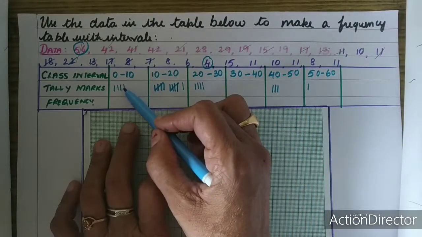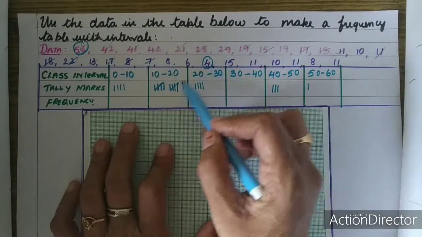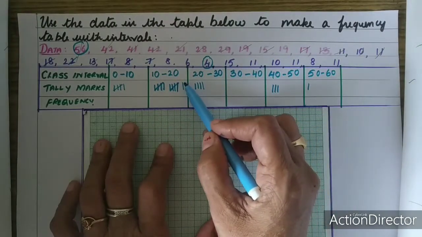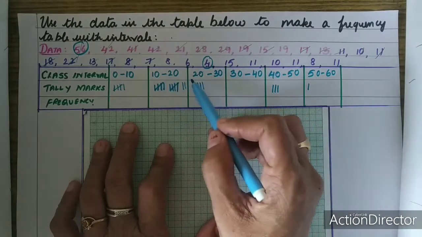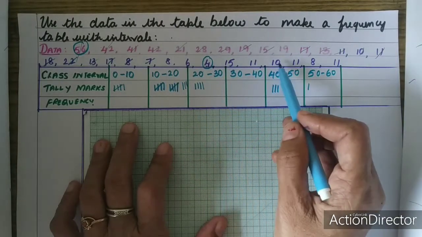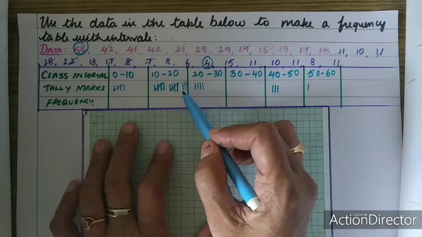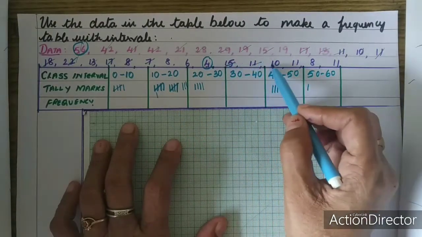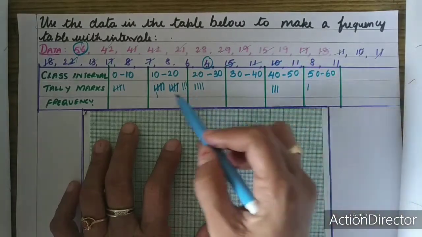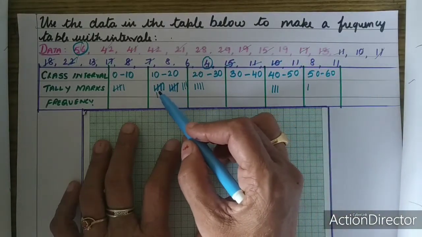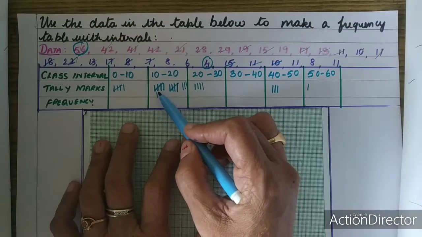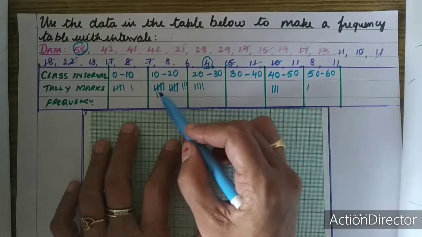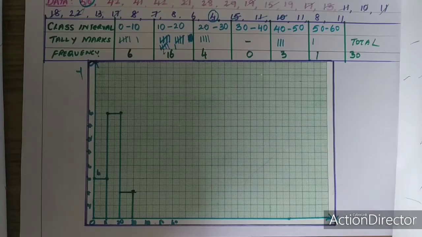6. 6 lies between 0 to 10. Now 4. 4 lies between 0 to 10. 15. 15 lies between 10 to 20. 11. 11 lies between 10 to 20. Next 10. Again 10 lies between 10 to 20 over here. Next 11. 11 lies between 10 to 20. 8. 8 lies between 0 to 10. And 11 lies between 10 to 20.